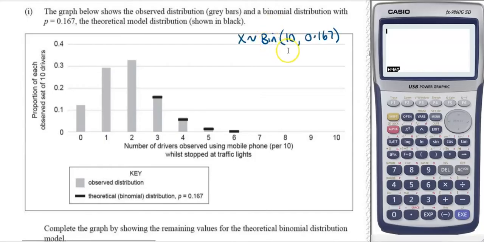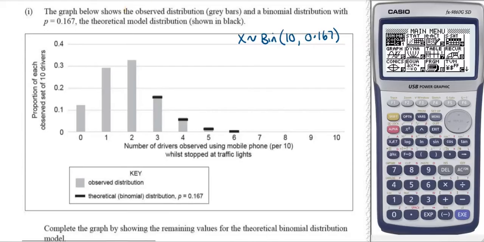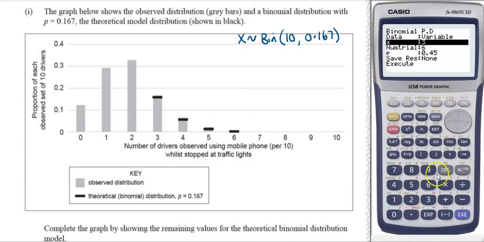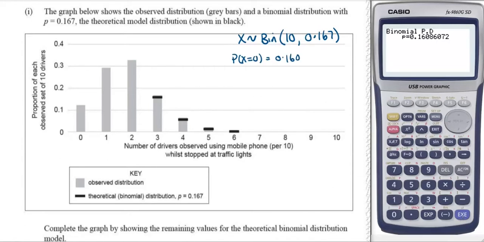So we've got a binomial distribution. We had 10 drivers that were observed and the probability was 0.167 that they were using their phone while stopped at the traffic lights. So we will go to our stats menu again, distribution, binomial, we're doing it at a point. This time we've got the X number is 0, number of trials is 10, and our probability 0.167 gives us this probability for 0. So probability X equals 0 is equal to 0.1609.